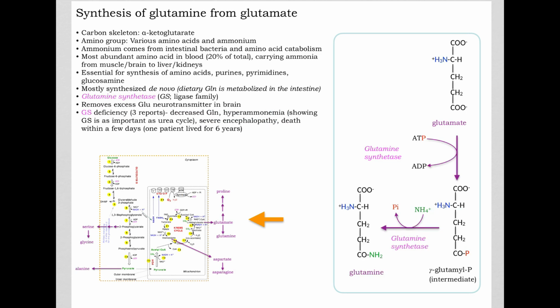Now, it should be noted that glutamate is not only an amino acid used for protein synthesis, it's a neurotransmitter in the brain. So this reaction here can help get rid of any excess glutamate neurotransmitter in the brain by converting it into glutamine.